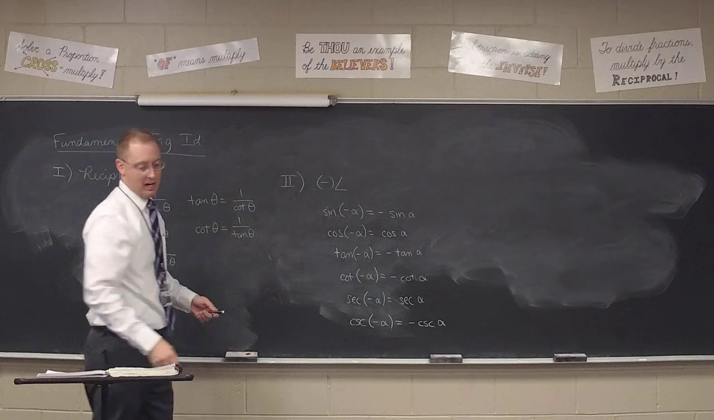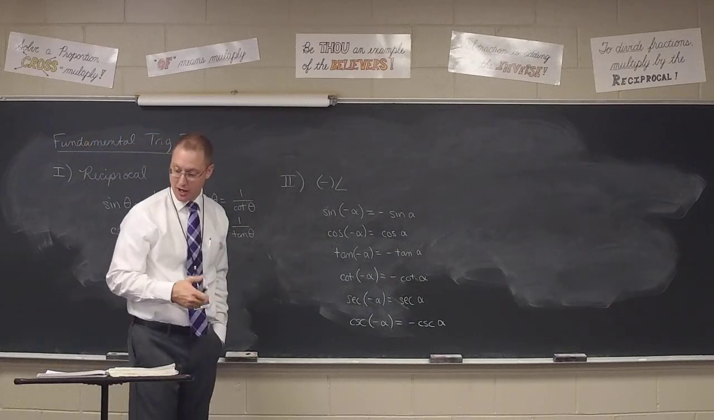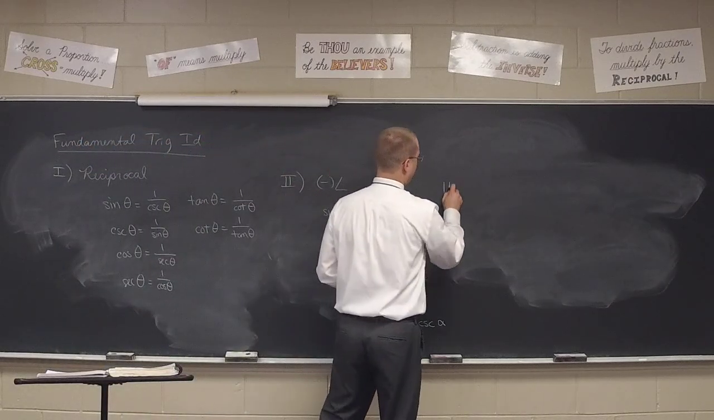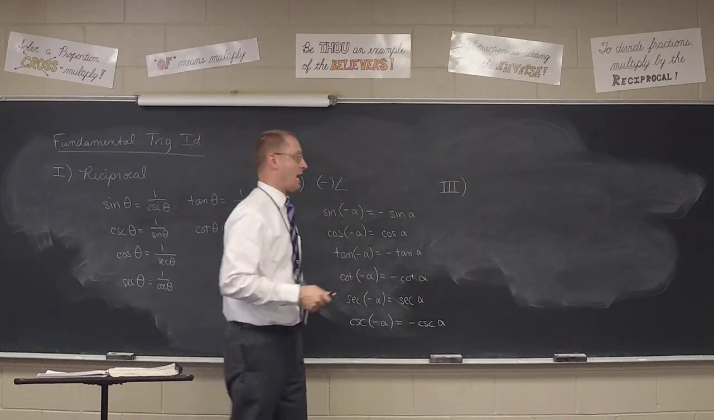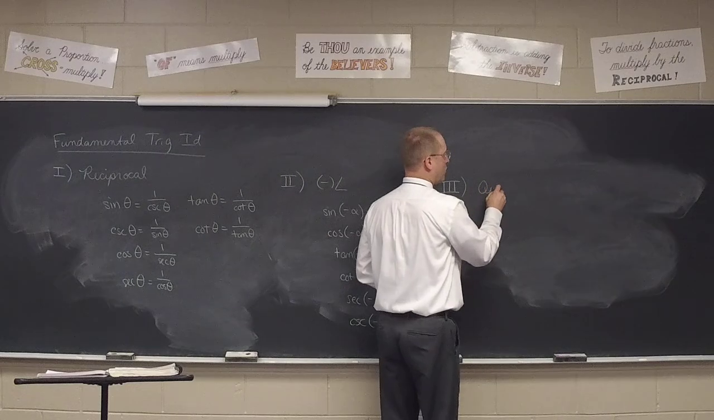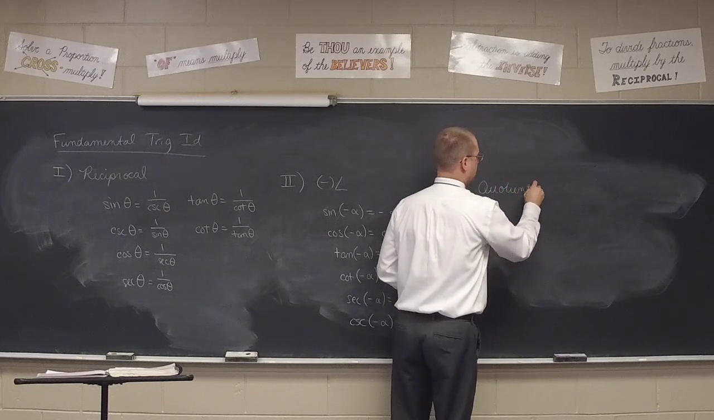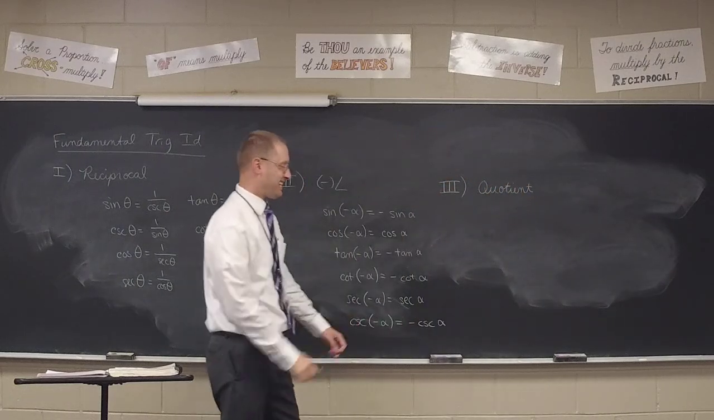Another set of identities that we need to have memorized that we have actually already looked at once before, though we didn't memorize them yet. In fact, I told you we're going to revisit these later and memorize them later, are what we call our quotient identities.